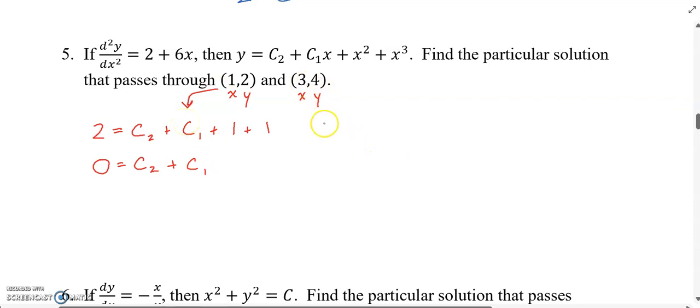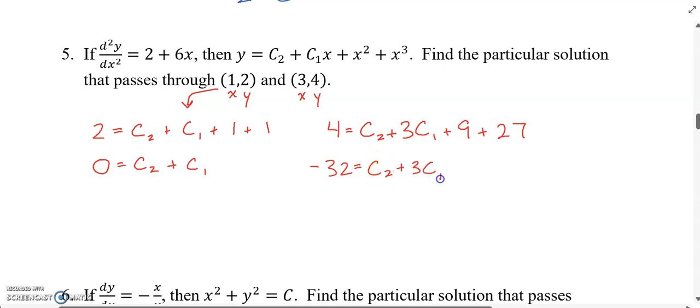Do the same thing with 3 comma 4. We're going to let y equal c2 plus, this time x is equal to 3, so we have 3 times c1 plus 3 squared plus 3 cubed. 9 plus 27 is 36. Subtract 36 from both sides, we get negative 32 equals c2 plus 3c1.